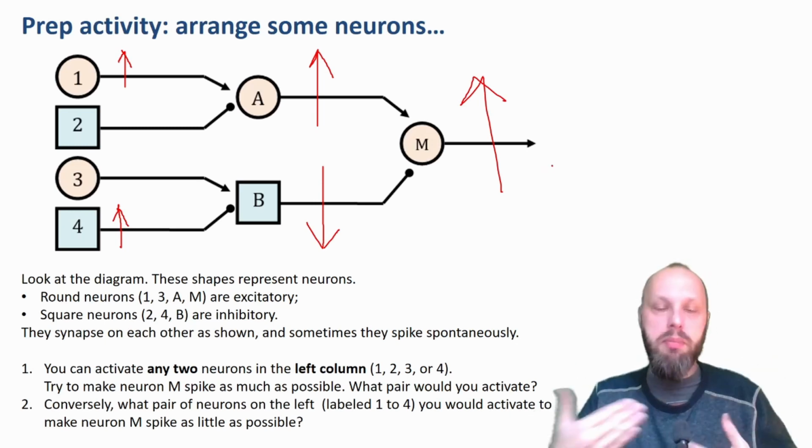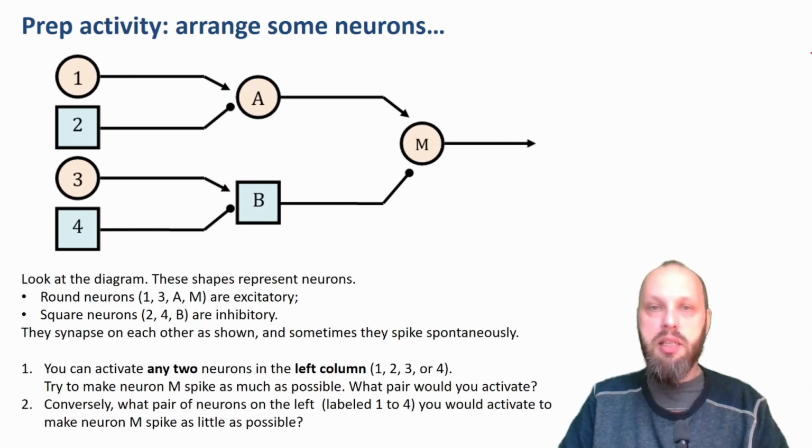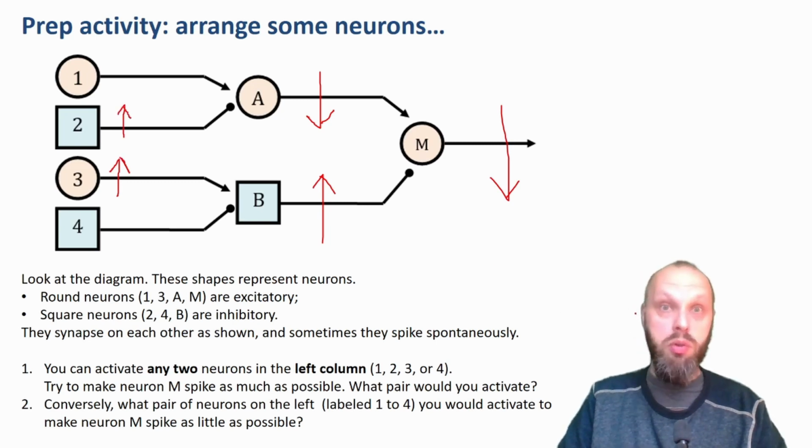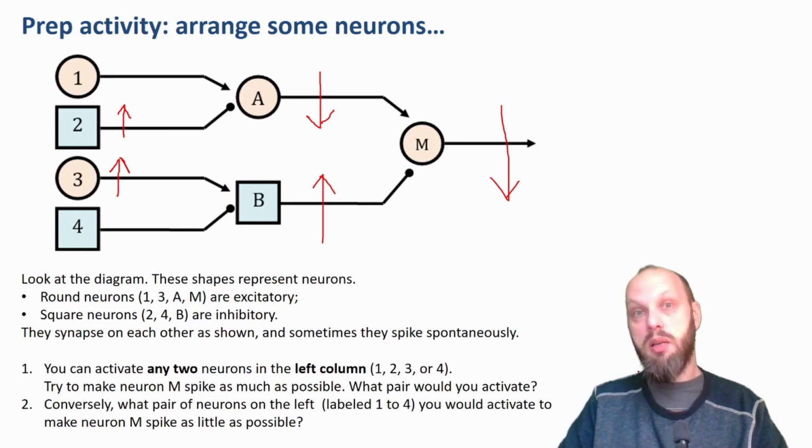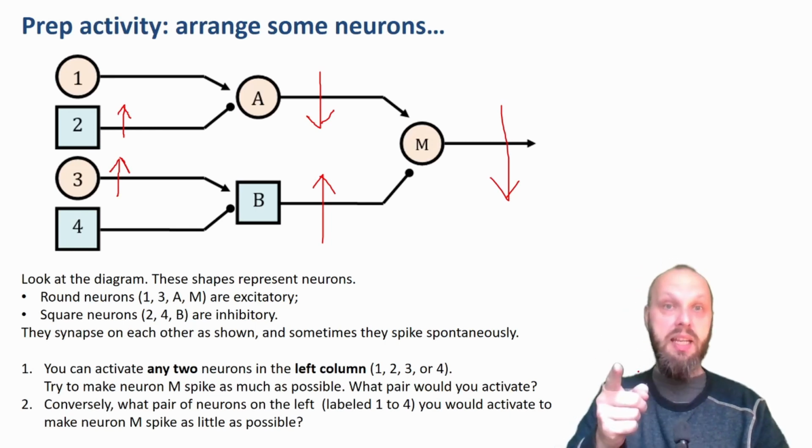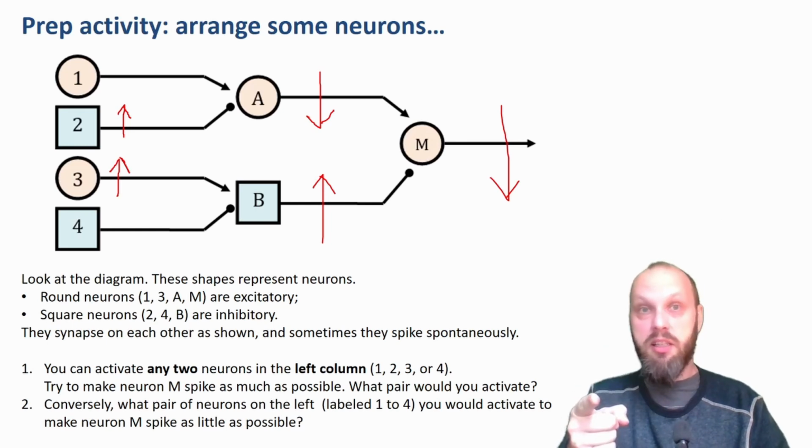And if you apply the same logic to the second assignment, you can end up with a different pair, because to minimize M, you want to minimize A and maximize B. So you want to stimulate B as much as possible, and you want to inhibit A as much as possible, which means that the opposite pair of neurons, 2 and 3, will be the answer for the second assignment. That should be pretty clear. And now we're prepared for discussing the retina.